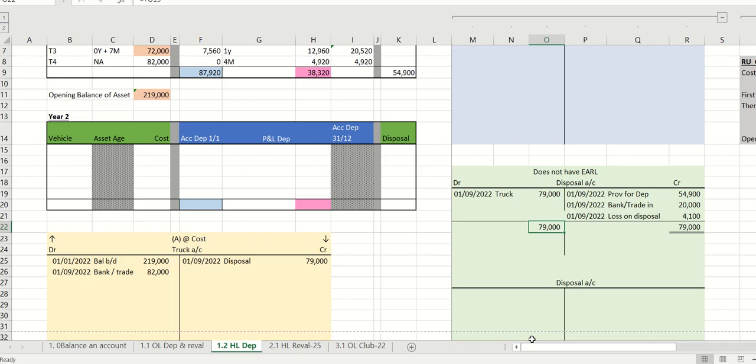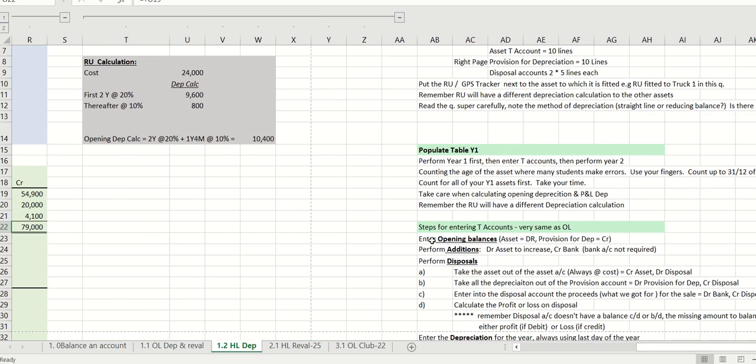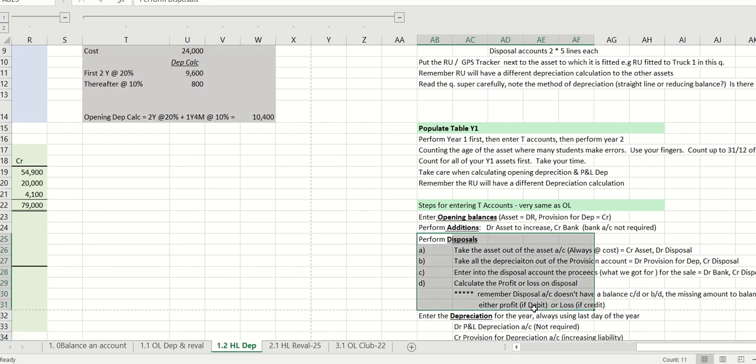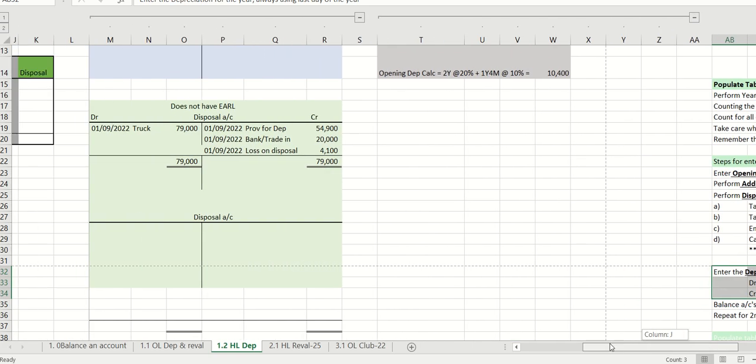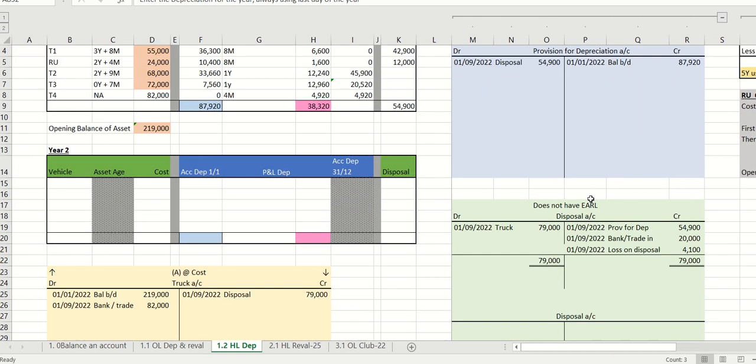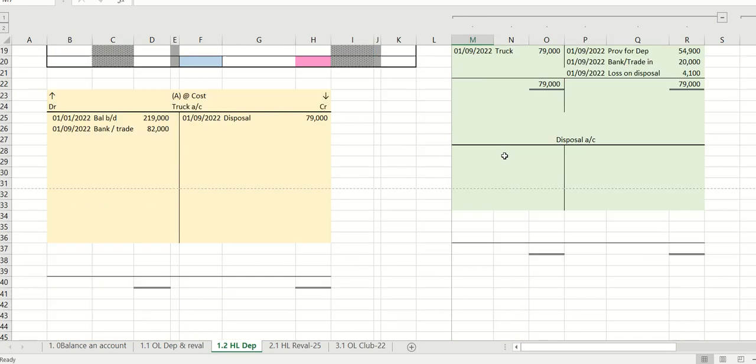So going back to our steps, okay, enter your opening balances, perform the additions, perform your disposal, enter your depreciation. So entering our depreciation is our next step. So up here to our depreciation account, always in the last day of the year, 31/12/22, P&L debt. We calculated the value here in our table, nice pink number, in we go. Then we're ready to balance our accounts and go again for the next year.